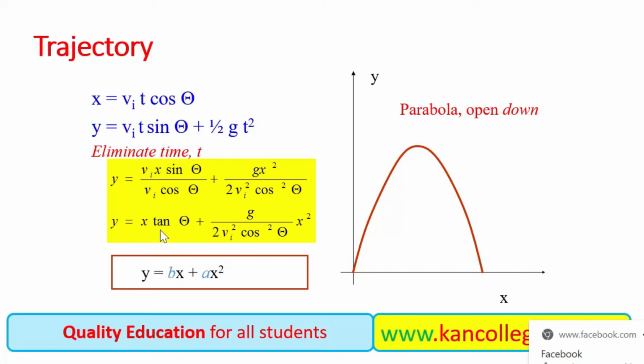Here, tan of theta is a constant value named b, and this whole term is also a constant value, as theta is initially given and then fixed, and vi also is a constant value, so this whole term is a constant represented by a. And this is the equation of parabola.